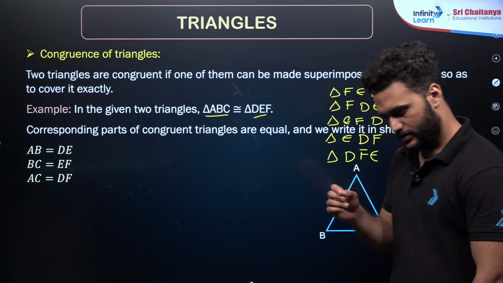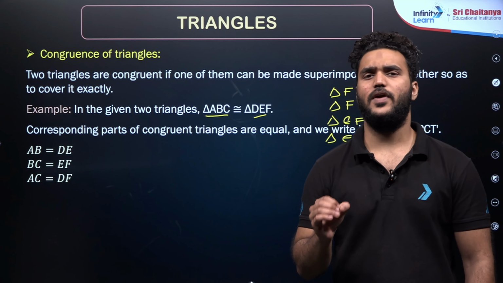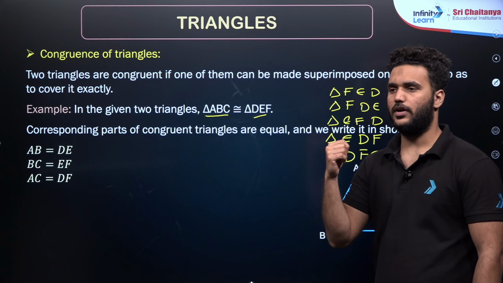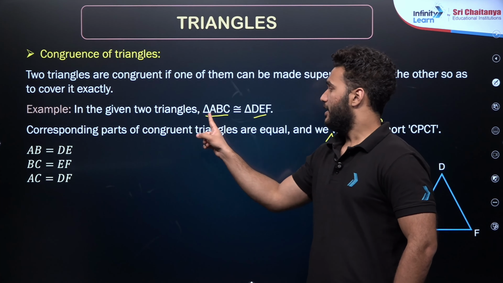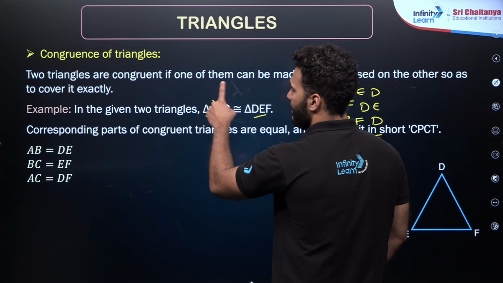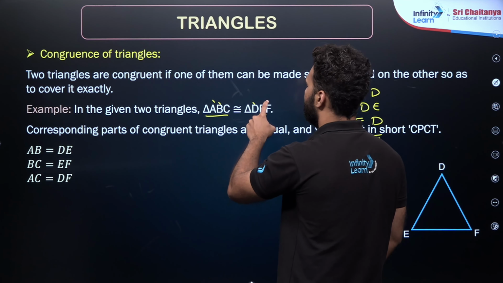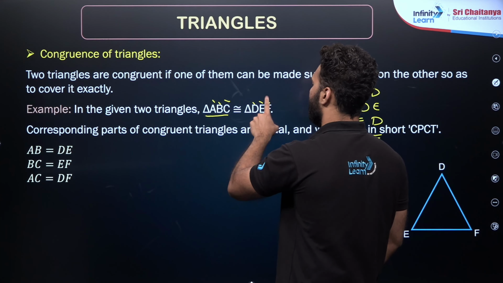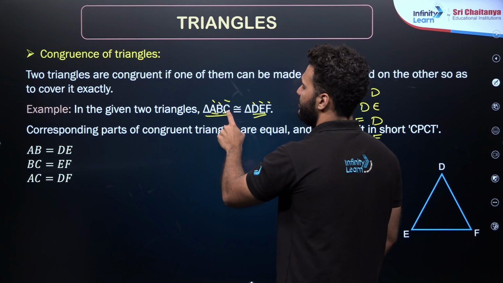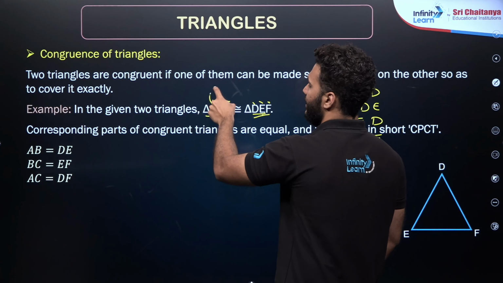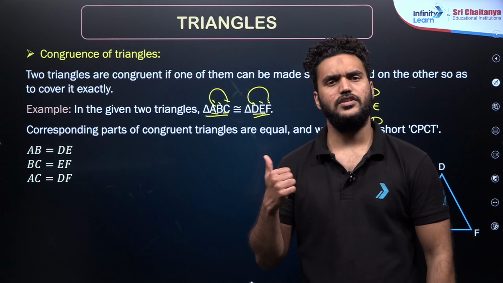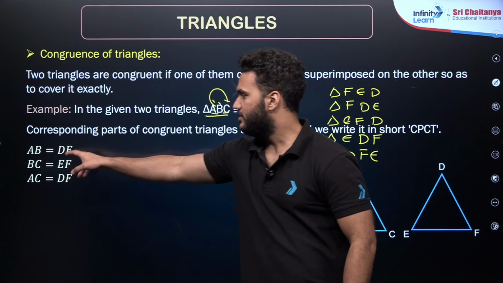When you do congruency of triangles, you have to be very careful about orientation, in which order you are writing these two. Like ABC is congruent to DEF. It means angle A is equal to angle D, angle B is equal to angle E, angle C is equal to angle F. And line AB is equal to line DE, line BC is equal to line EF, and line AC is equal to line DF. Can you see why orientation is important? See, AB is equal to DE.